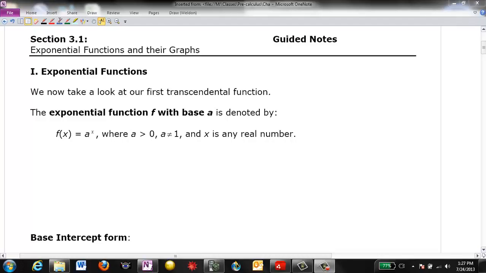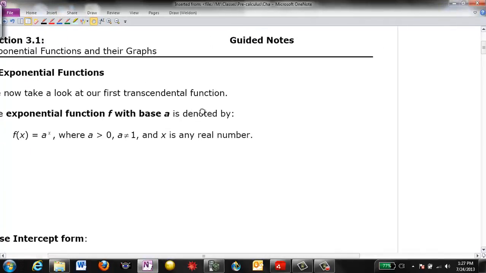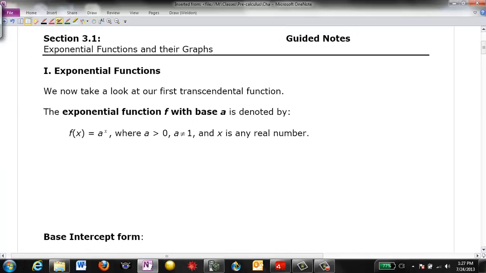Okay. So we're going to take a look at what's called our first transcendental function. So notice that word transcendental. Essentially, transcendental is just a name for a family of functions that relates to exponential functions and logarithmic functions. Up to this point, we've been dealing with what's called polynomial functions, like x squared plus 2, x squared plus 3, those are polynomial functions. And transcendental functions are what we're going to be focusing on in this unit.